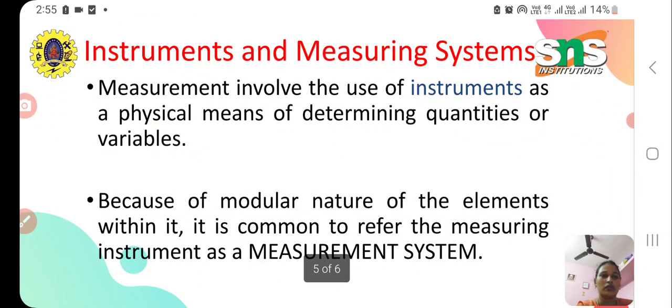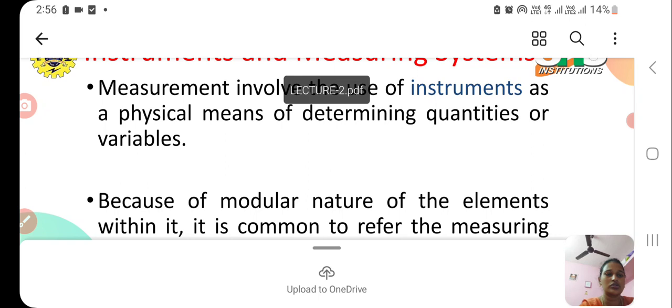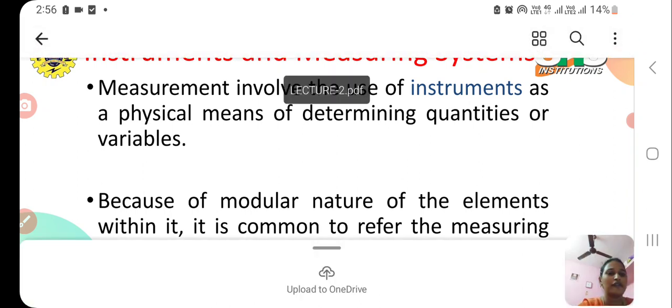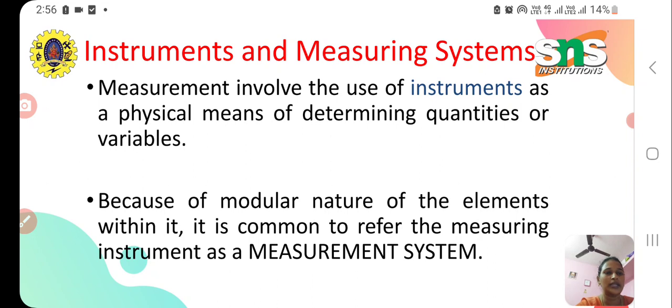Now let's see why we need these measuring systems. Measurement involves the use of instruments as a physical means of determining quantities or variables. For example, if I am doing a direct measurement, I need a certain type of instrument to measure the quantity, or variable. In olden days we didn't have instruments for all these quantities, but due to the advancement in technologies, and measurement being a key feature of any quantity, it has become mandatory to have a measuring instrument for all quantities.